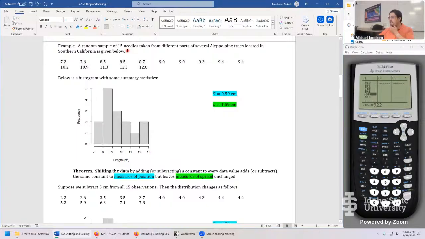Random sample of 15 needles. It's located in Southern California. You know, this is an incomplete context, isn't it? I try to make the context brief since it's more about the theorems. But let's say here the needles were measured, and I believe this was centimeters, but that should have really been in the description. Just noticed that that was missing.